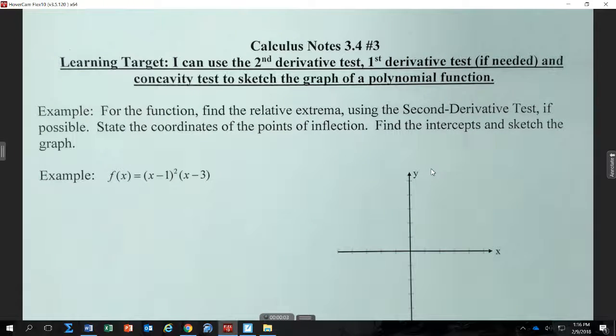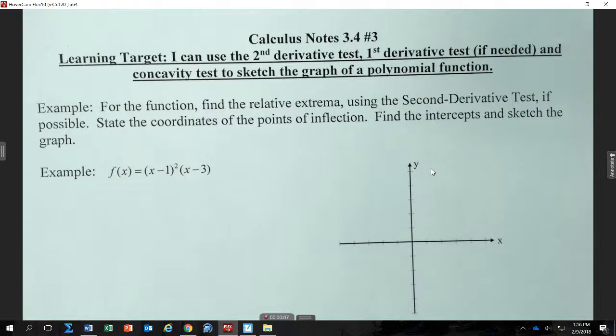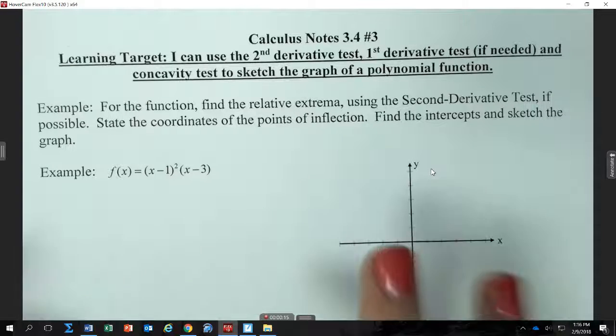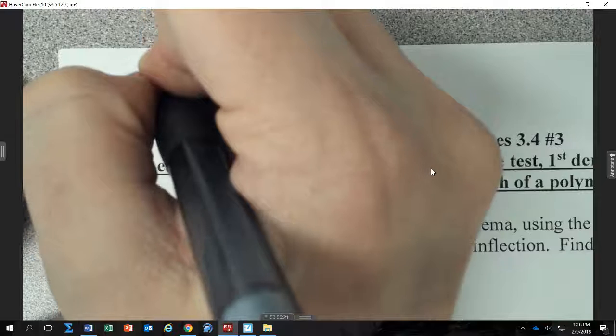Okay, so before we start this example, we only have one example today, but it's a long example. Before we start, I want to go ahead and just talk about each test, so it's very clear what we're looking for in each test. Okay. Test number 1 is the first derivative test.